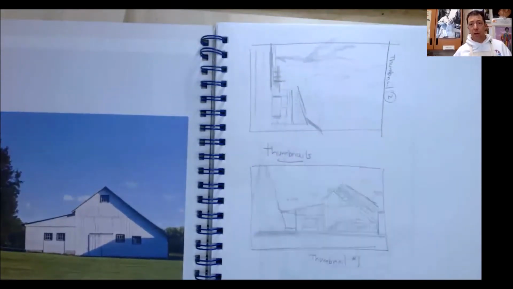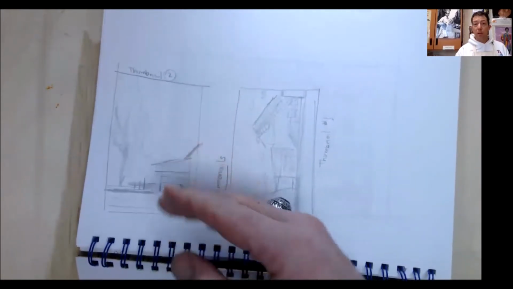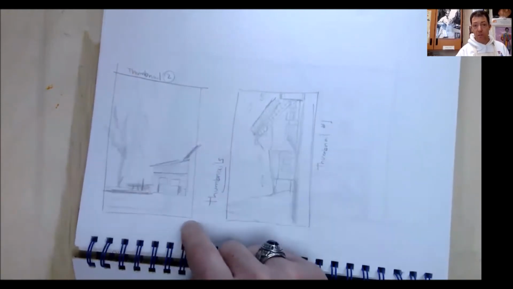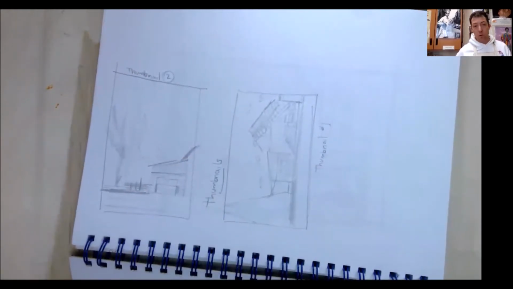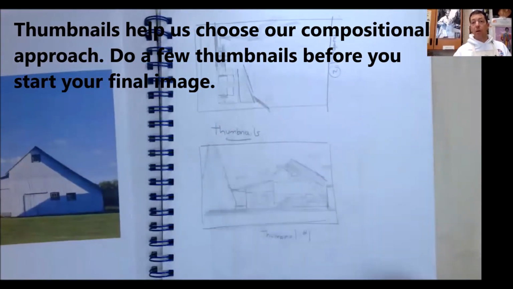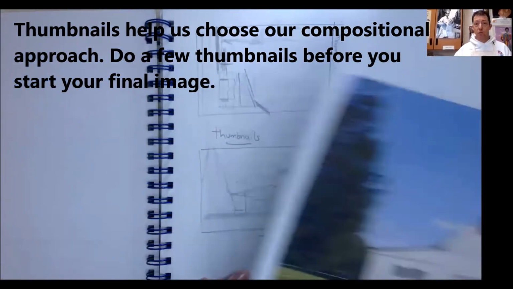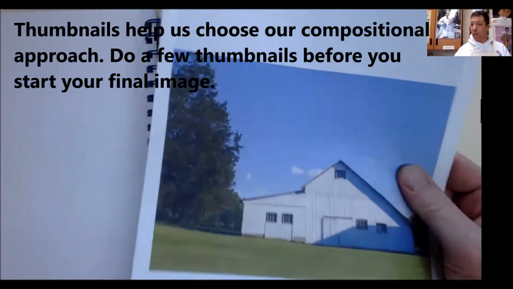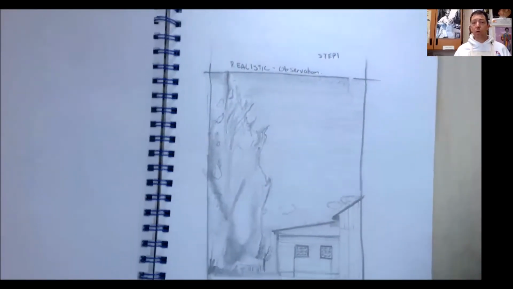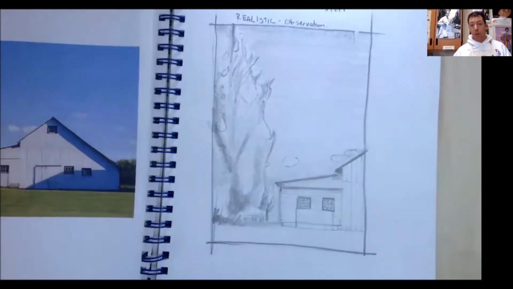And then a second thumbnail, which gave me a cropped image that emphasizes the tree on the side, the openness of the sky, and then a little corner of the barn. So really the first thing you want to deal with is coming up with your compositions. After I've come up with my composition from my image, and I'm going to keep this image in front of me as I work, then I start to work on a much more realistic drawing.